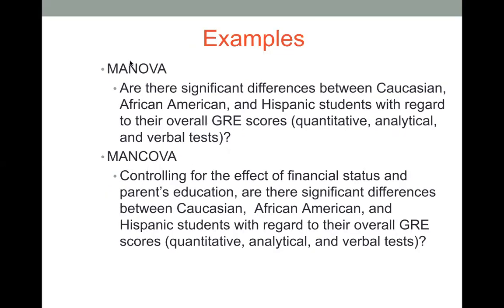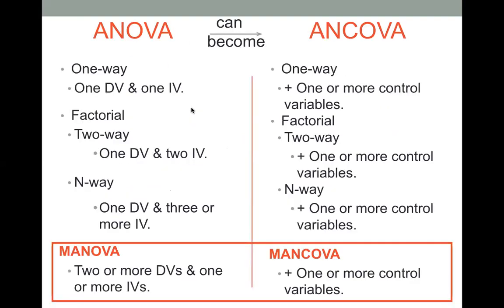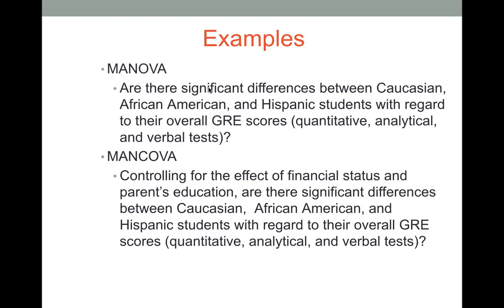So examples. Are there significant differences between Caucasian, African American, and Hispanic with regard to overall GRE scores? Independent variable here: Caucasian, African American, Hispanic. Dependent variables here: GRE scores, quantitative, analytical, and verbal test. 3 dependent variables.